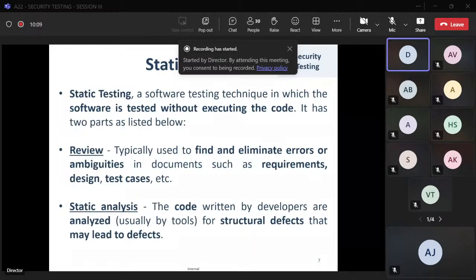So two types of testing we just discussed. One is static testing. The other one is dynamic testing. So this is static testing. It is a technique in which the software is tested without executing the code. Absolutely, the software is not executed, and there are many tools available which will help you to find many types of errors or bugs within the software code.